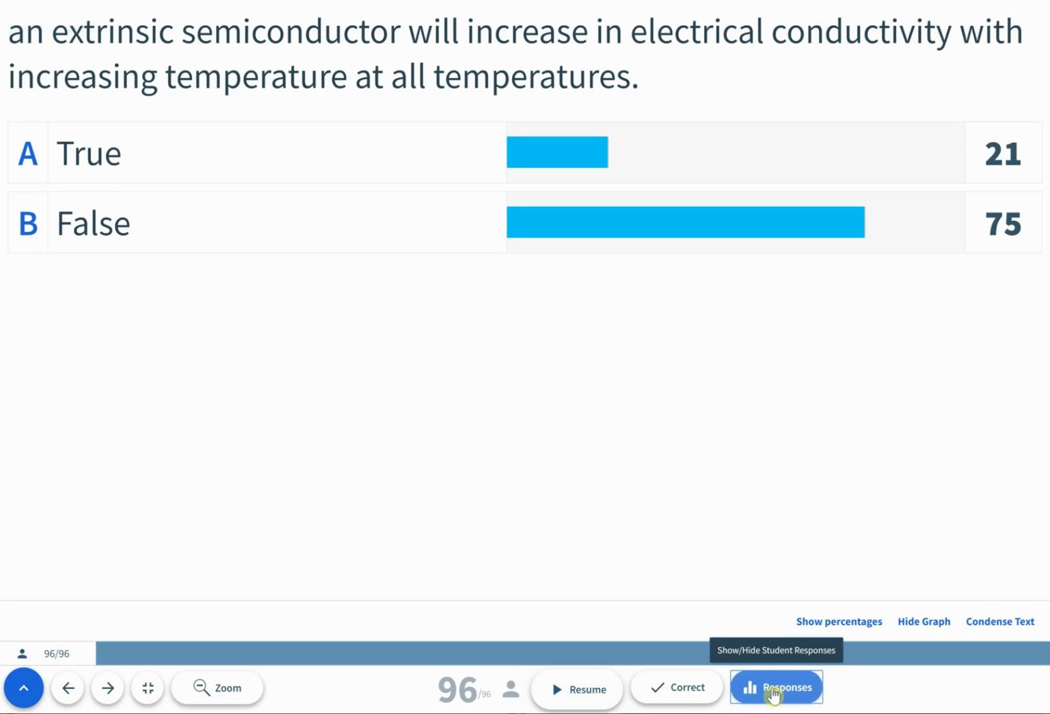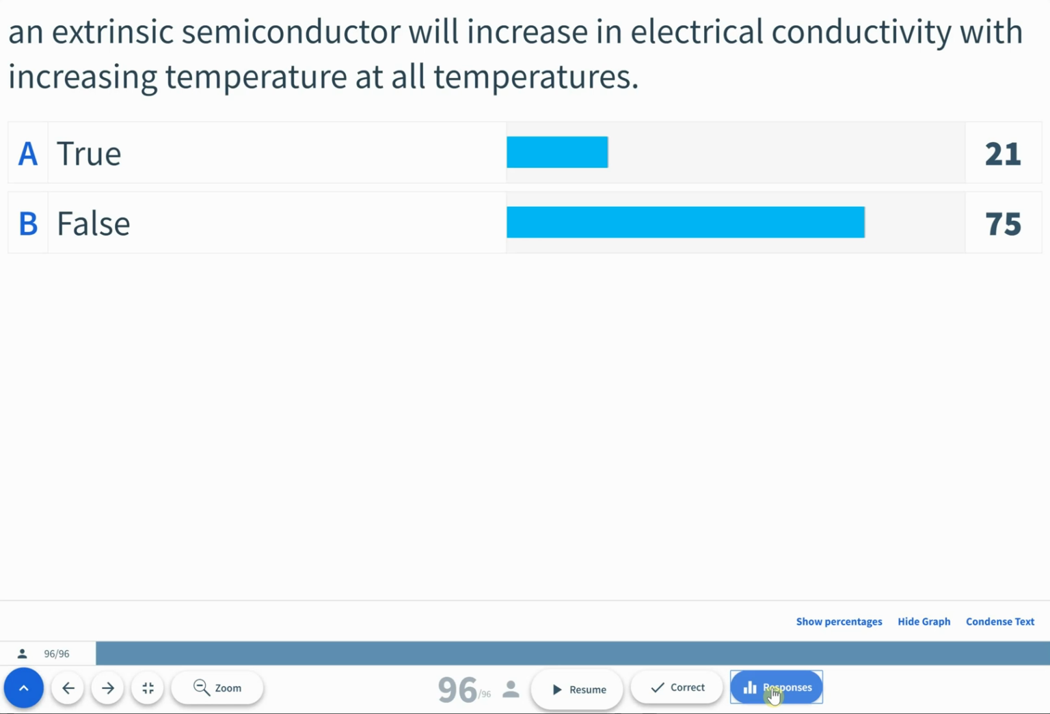Most people think false, that it will not increase over the whole range. So I actually made this one correct for either answer, because technically true is the right answer, but you could argue it either way. So you got full points no matter what you put in. Somebody argue both ways for me. If you thought it was false, give me your rationale.